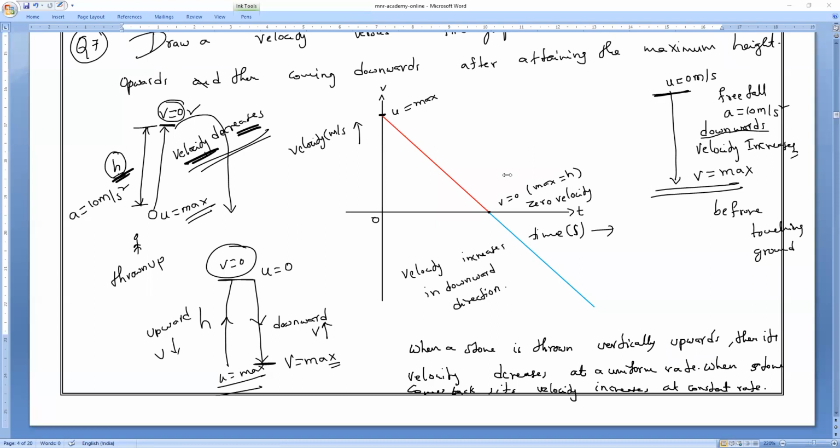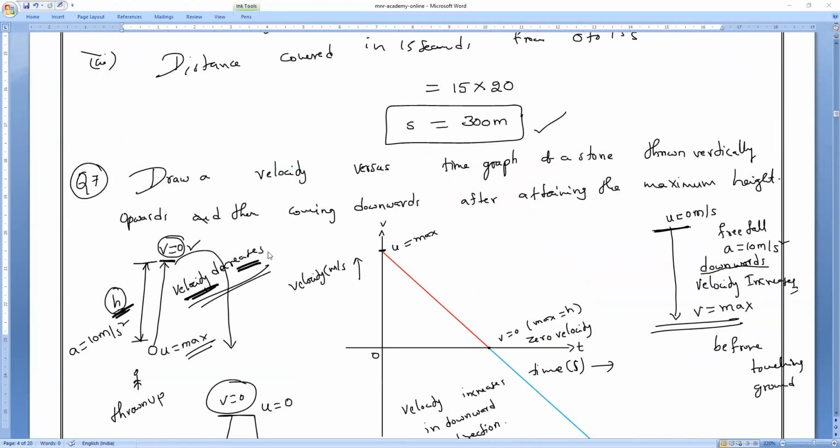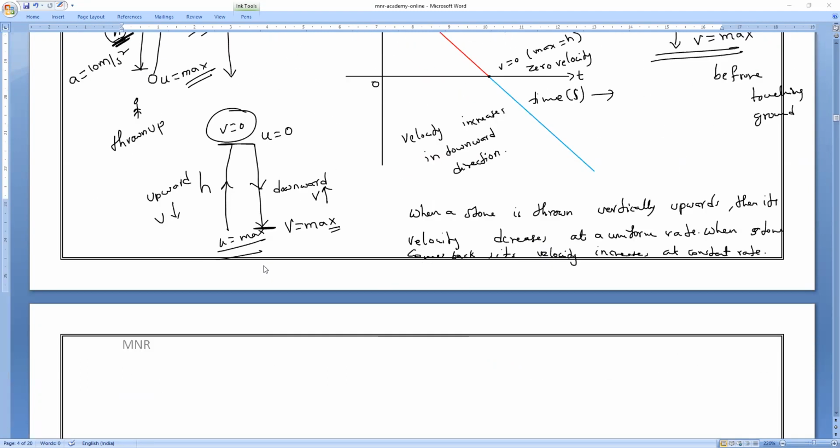Sanjay, good morning. Sir, what is the second point, sir? When the stone is thrown downwards, sir. Not thrown downwards, coming downwards, it comes back. Nobody is throwing it. Once it goes up, it will come down automatically. Okay. Yes, sir.